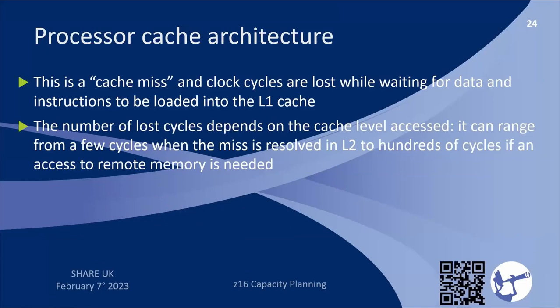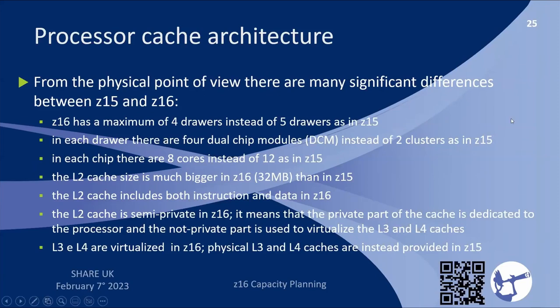Okay, I said a lot on the previous slide. Anyway, when you make a cache miss, you waste the cycles. And as I said, the number of lost cycles depends on where you find what you're looking for. Okay, that is the theory. And the theory in Z16 hardware didn't change compared to the theory of what was happening on a Z15 or previous versions of the hardware provided by IBM.